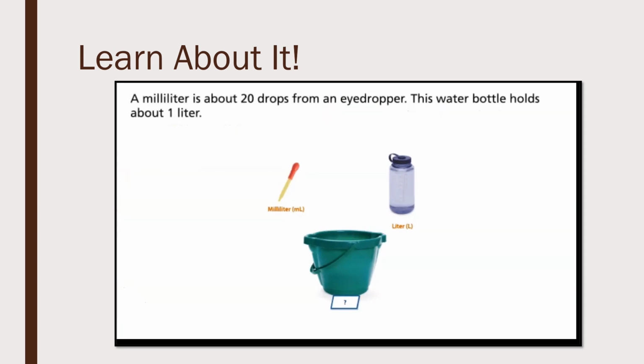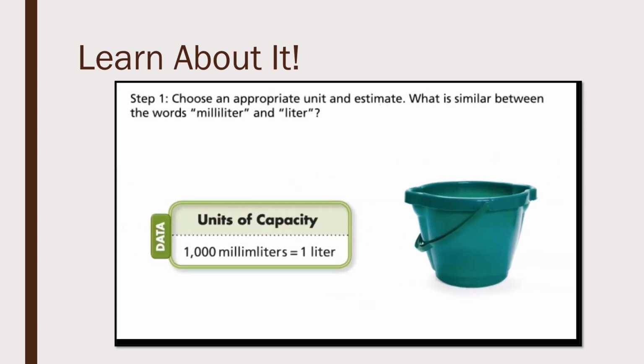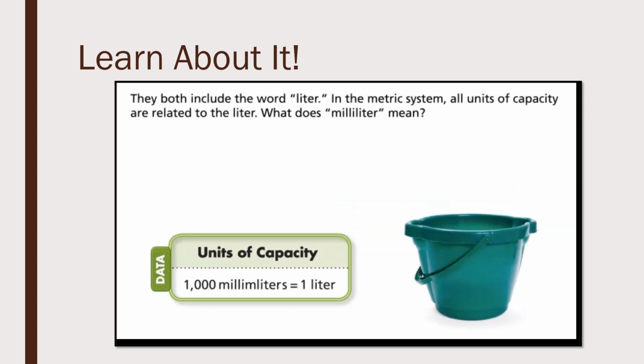A milliliter is about 20 drops from an eyedropper. This water bottle holds about 1 liter. Step 1. Choose an appropriate unit and estimate. What is similar between the words milliliter and liter? So liter is the root word here, and we see that in both of these words. The difference here is that we have the prefix milli in milliliters. They both include the word liter.